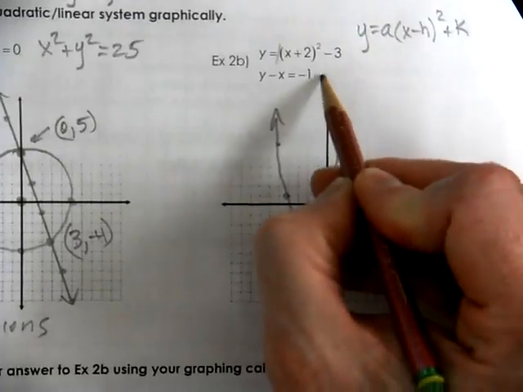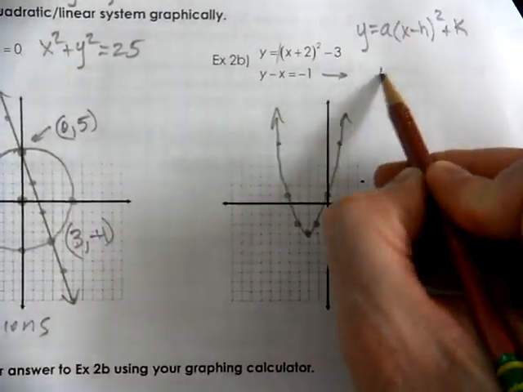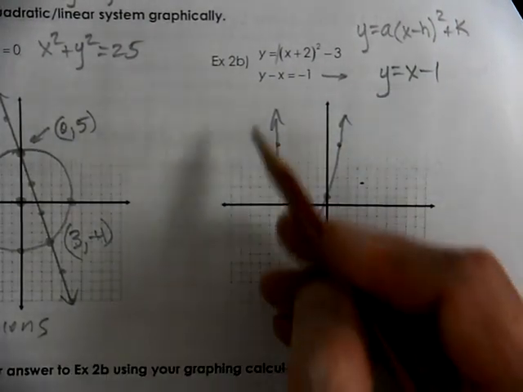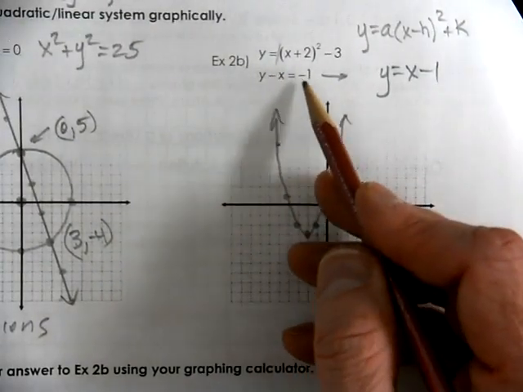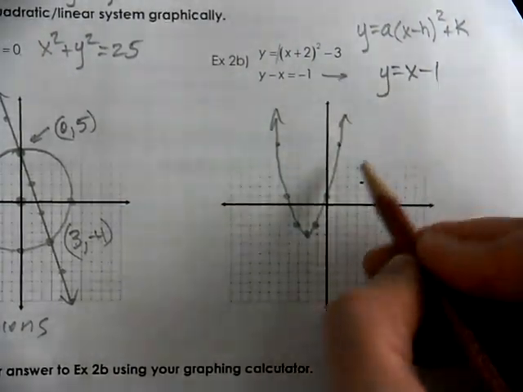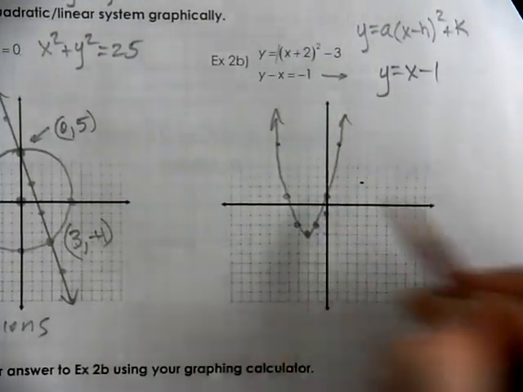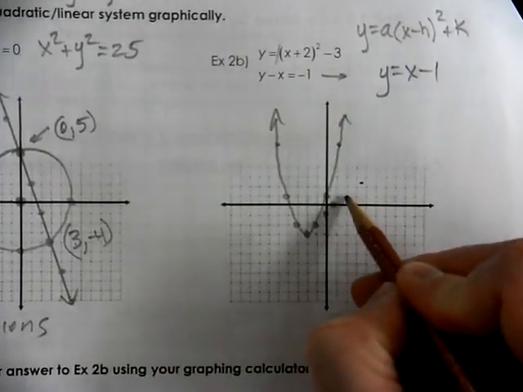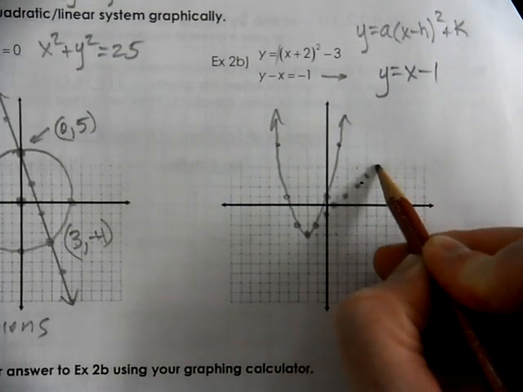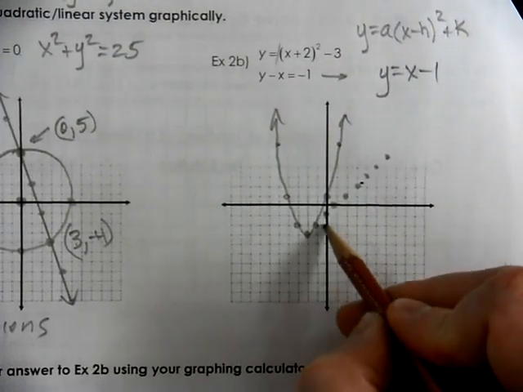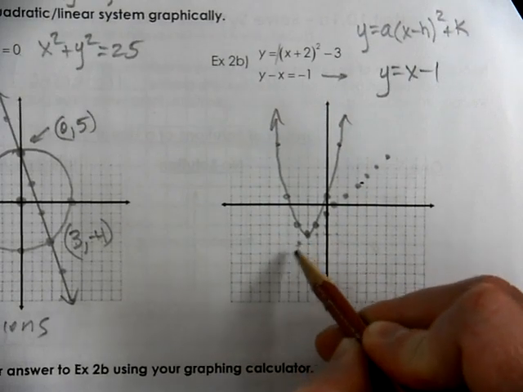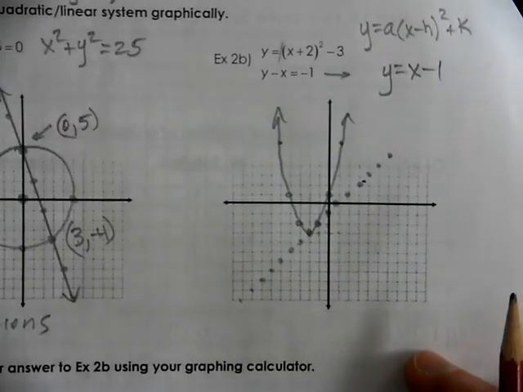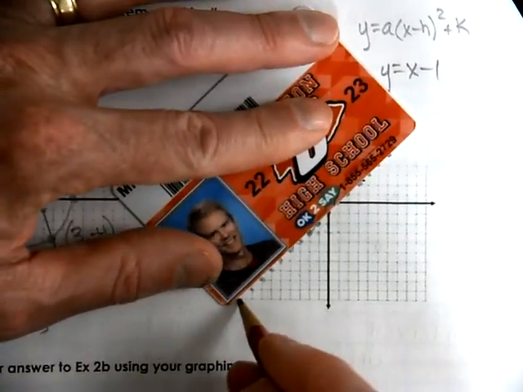We have our equation here. We're going to have to move the x over. We like to put it in slope-intercept form, y equals. So we have a y-intercept at negative 1 and a slope of 1, which is up 1 over 1, up 1 over 1. Down 1, backwards 1, down 1, backwards 1. We can connect those.